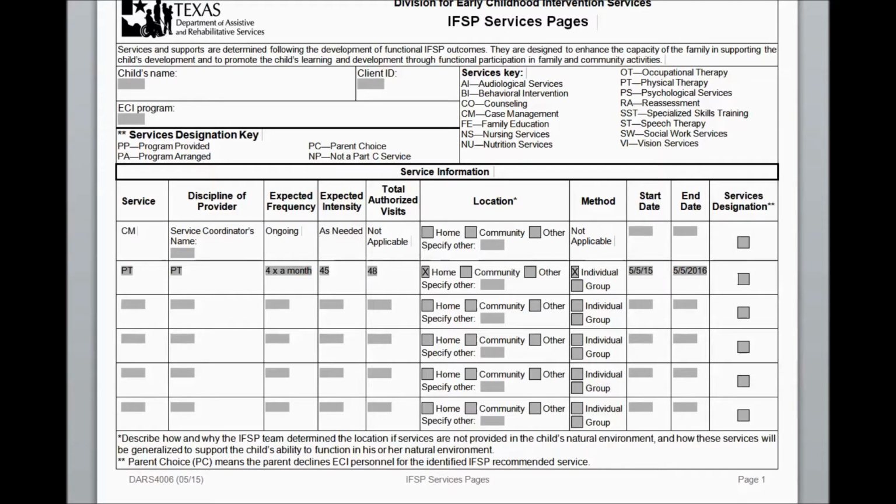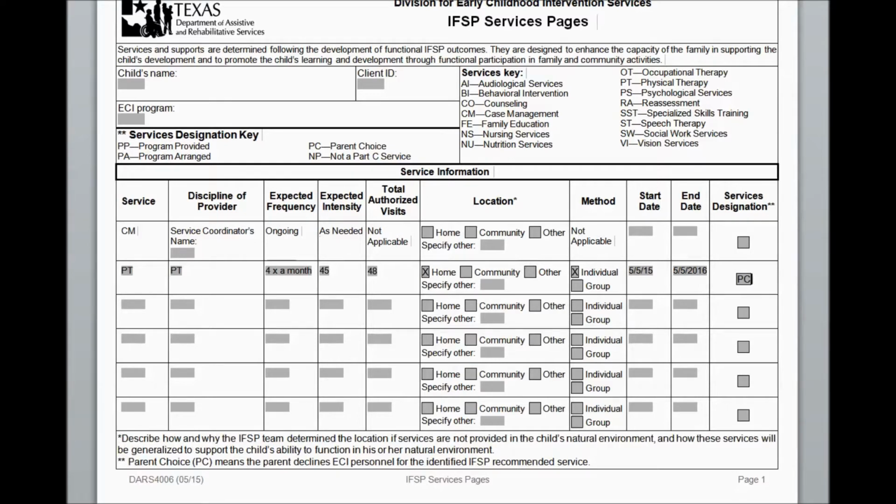Also, the rights guaranteed under the family cost share will not be guaranteed for any services provided by a provider outside of ECI. So the family understands that, and they still want a provider outside of ECI. So in that case, the team would document parent choice on the services grid.